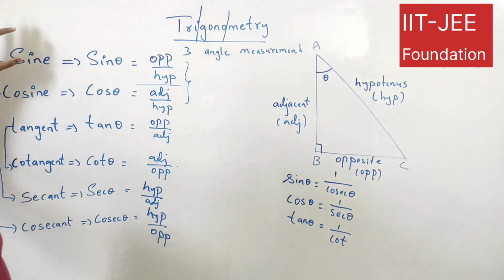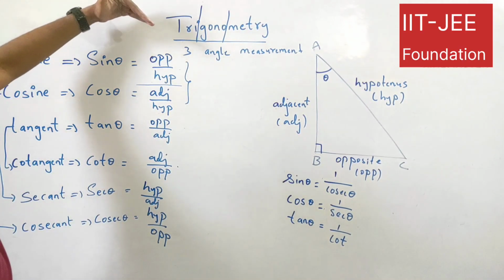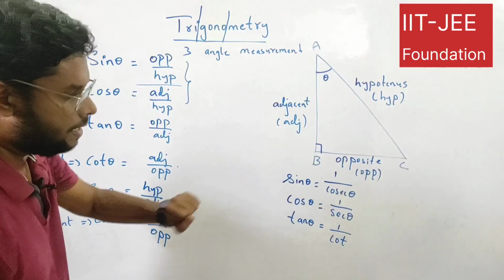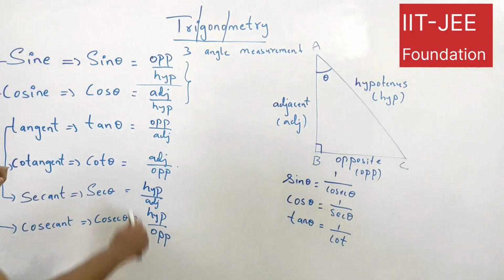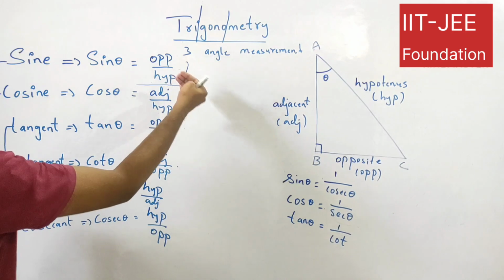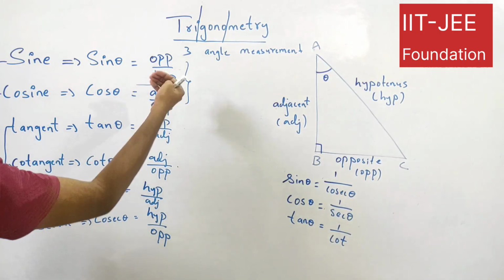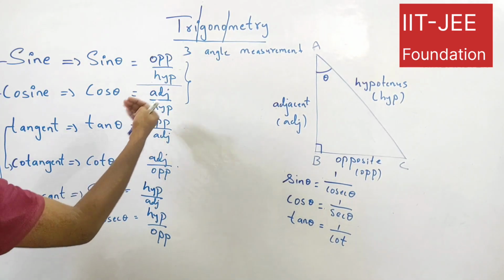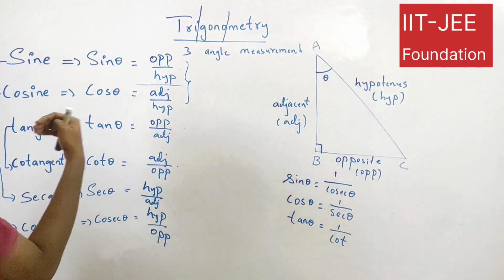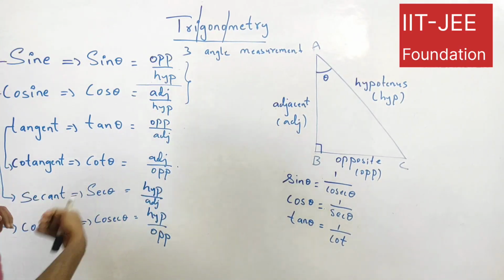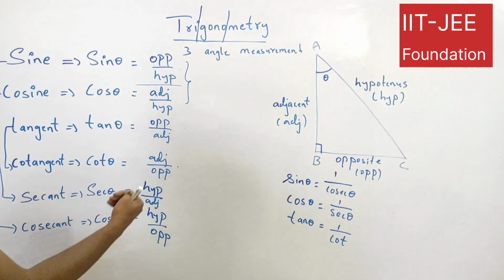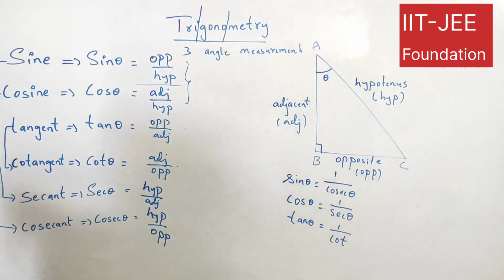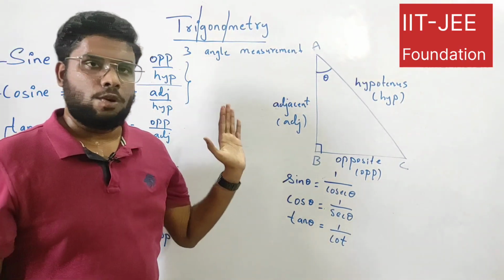So we know that sin theta's reciprocal is cosec theta, cos theta's reciprocal is secant theta, and tan's reciprocal is cot theta. Sin theta can be written as opposite by hypotenuse, cos theta as adjacent by hypotenuse, tan theta as opposite by adjacent, cot theta as adjacent by opposite, secant theta as hypotenuse by adjacent, and cosec theta as hypotenuse by opposite. So this is all about the 6 trigonometry ratios.